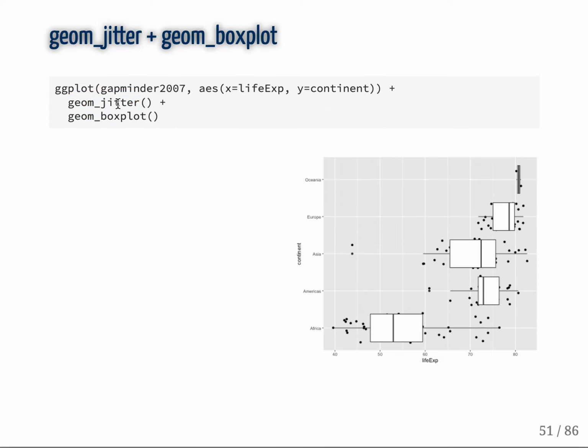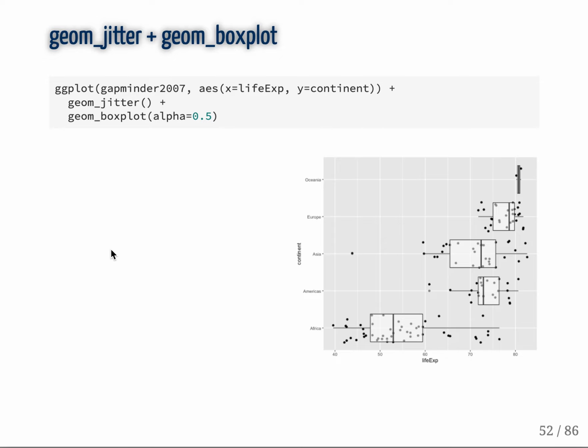You can add a box plot layer on top of the geom_jitter layer by passing plus geom_boxplot. Now in this case we have two geometric layers. One is jitter, the other layer is box plot. In order to see through the box plots, I also added alpha equals 0.5. Now you can see the underlying points through the box plots. If you remove alpha 0.5, you will not see the points that fall inside the boxes.